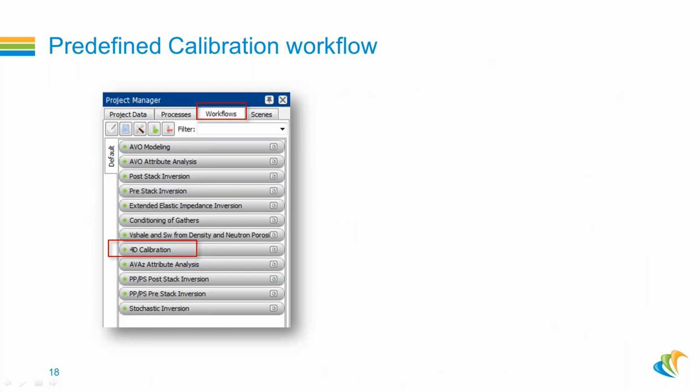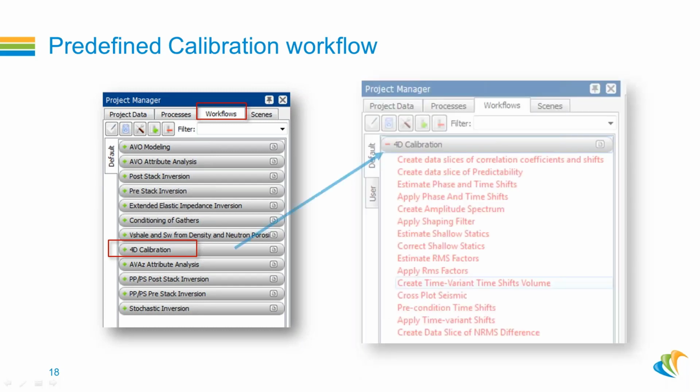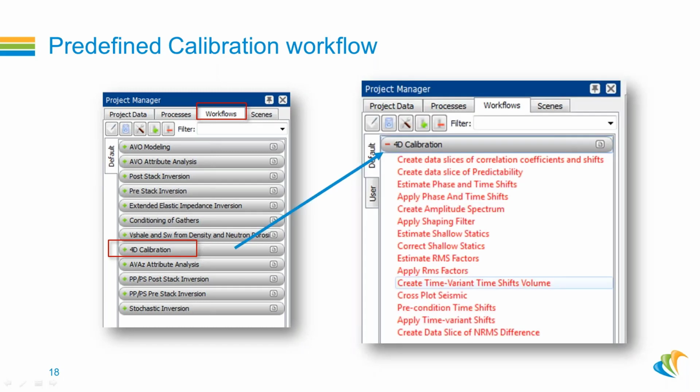We see this workflow, but to make it easy, in Hampson-Russell we have different workflows for different studies, and for 4D as well, we have this 4D calibration workflow, so you can easily follow the steps. This is a predefined default workflow. You can add any steps you want or remove any steps if you don't like, and use it for your datasets. So you don't need to worry about whether you're doing the right workflow or not. It's already here.